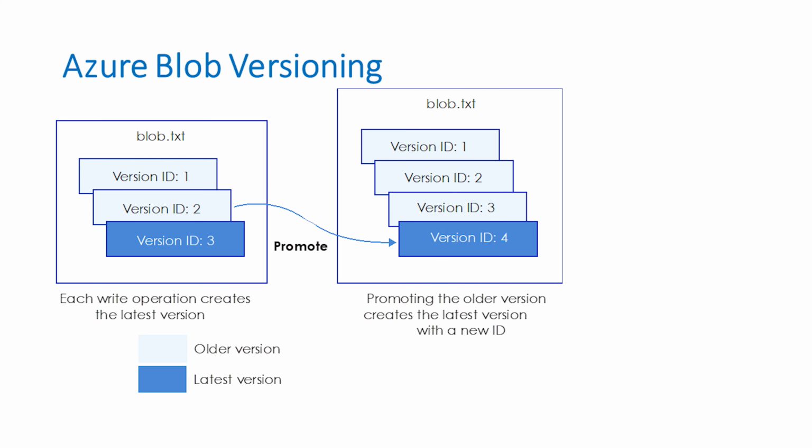So let's see what blob versioning looks like. As you can see here, we've got a blob.txt. We've created versions, versions, versions, and more versions. And now you can see how and why that functions.